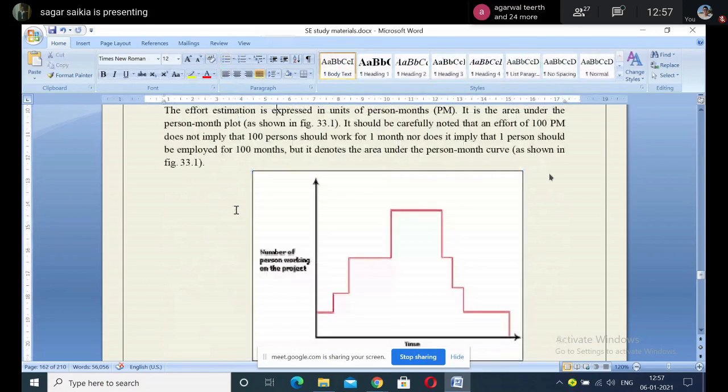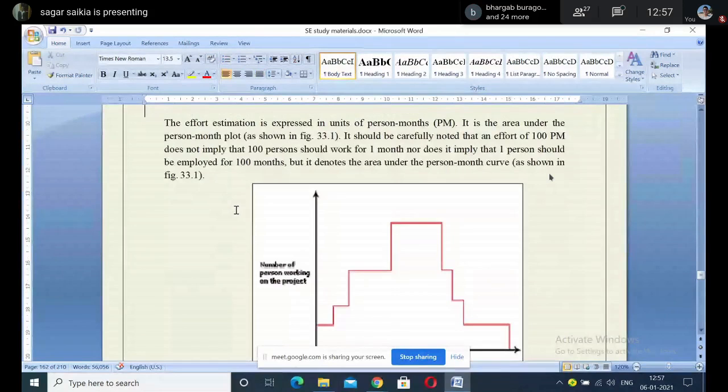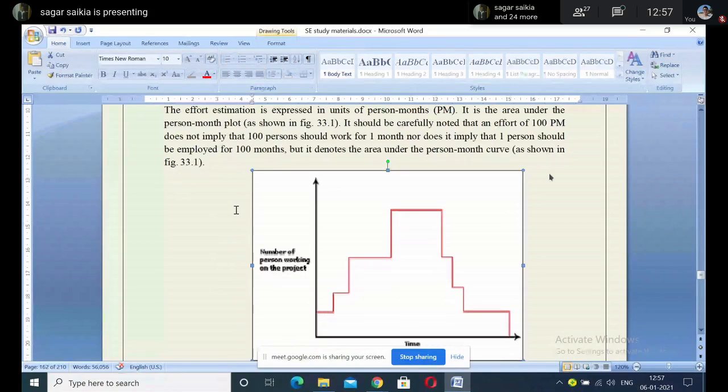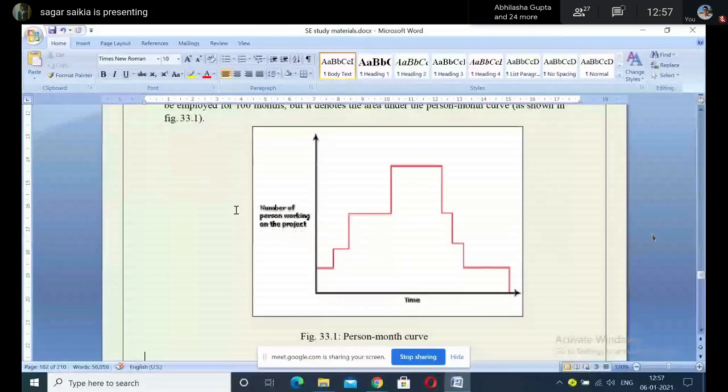So the effort estimation is expressed in units of person-month. It is the area under the person-month plot. In this case, it is the person-month curve. This area is the number of people who are working on the project, and this is the time which is used for developing. So let's say this is in months.